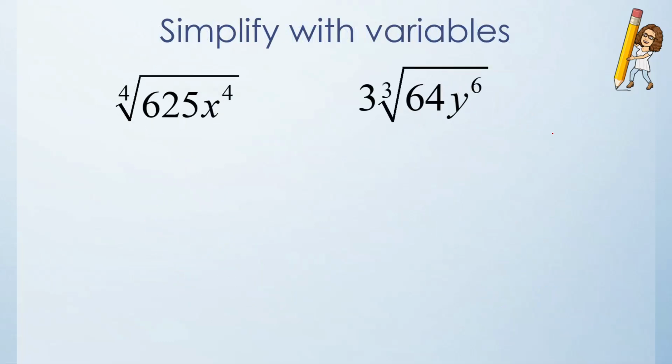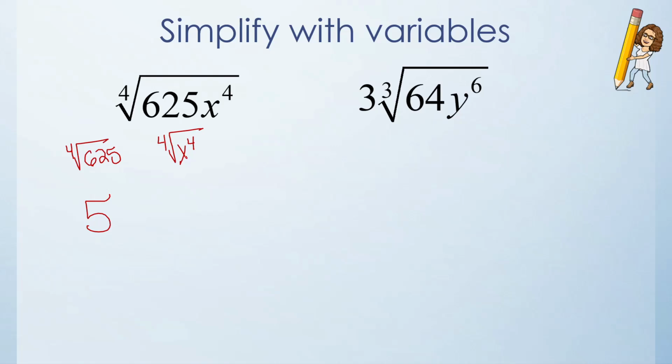Now let's take a look with variables. First thing we're going to do, let's break it into pieces. So I got the fourth root of 625 and the fourth root of x to the fourth. Now, fourth root of 625 simplifies to 5, right? This is 5 because if you look on your perfect roots chart under the perfect fourth powers, it'd be 5.